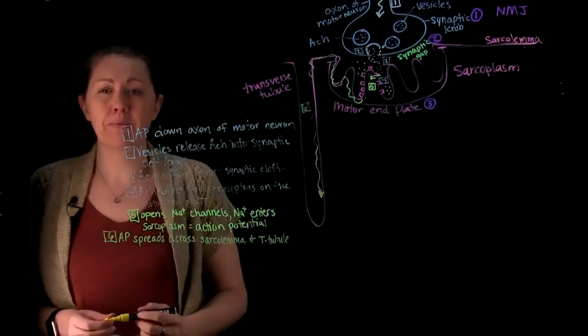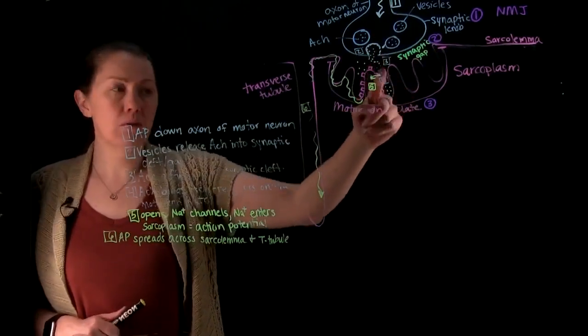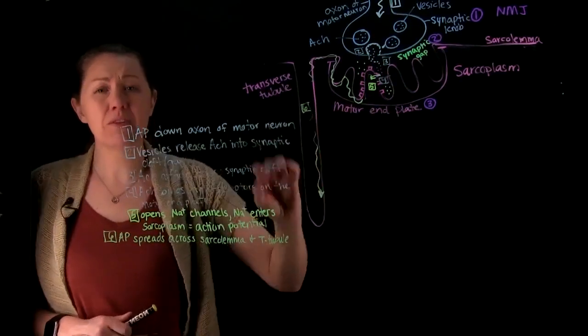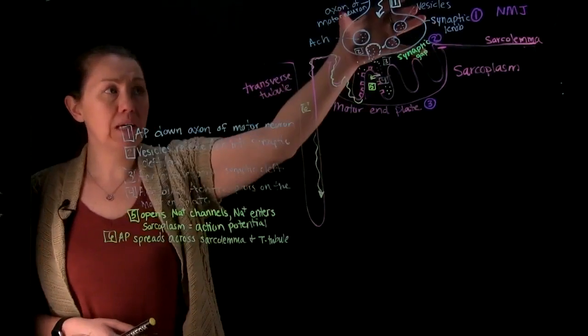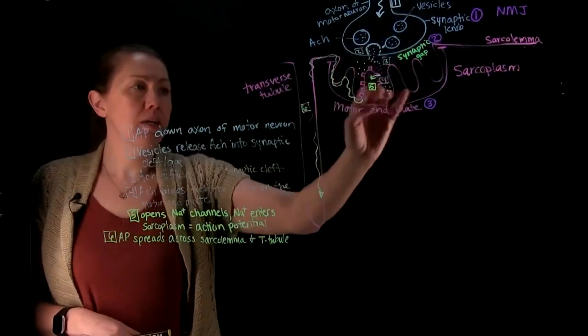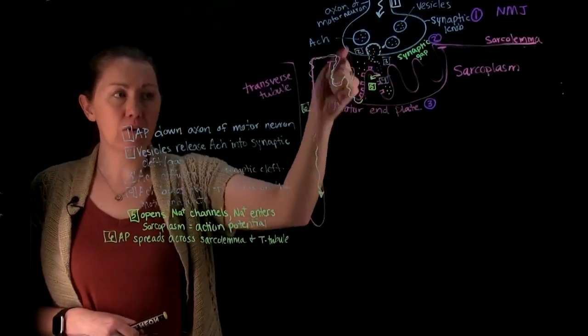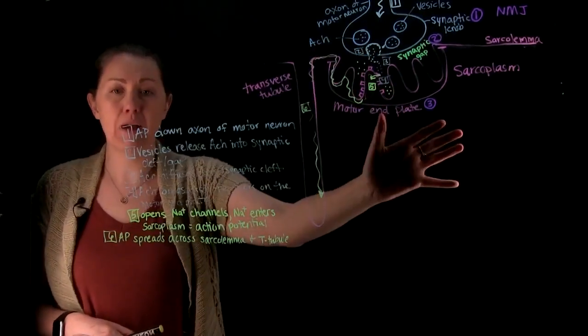Got the signal spreading. So we started with an electrical signal. It turned into a chemical signal. We're creating another electrical signal. The difference is just which cell you're on. So up here, you had an electrical signal in your motor neuron. Chemical signals released to communicate between the two cells. We create another electrical signal. Now this time we're in the muscle fiber.